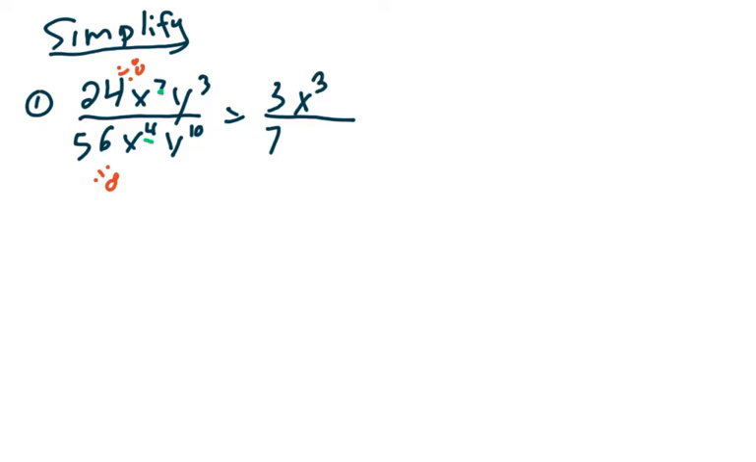And then y to the 3rd over y to the 10th. 3 minus 10 is negative 7. So since it's negative, we'll put y on the denominator. So we'll have y to the 7th on the denominator. Can't simplify this fraction anymore, so this will be my answer.